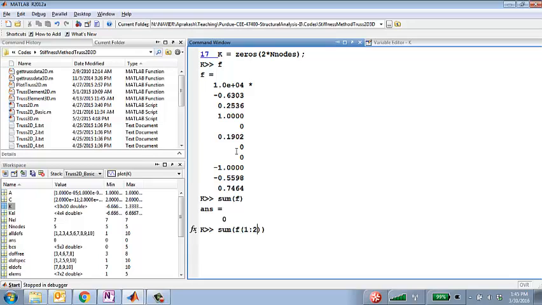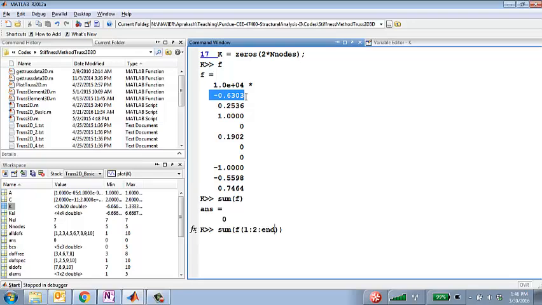F(1:2:end), what does that mean? Anybody know what that means in MATLAB? 1 colon 2 colon end. So I'm picking out certain elements from F. I'm picking out element 1. So when I say F of 1, I'm picking out element 1 of F.